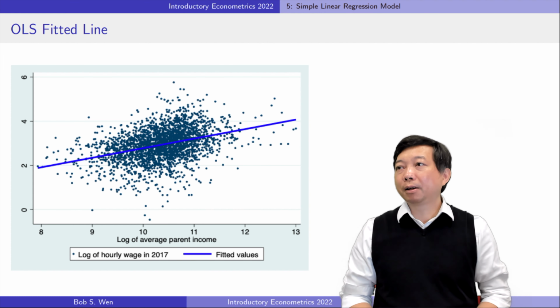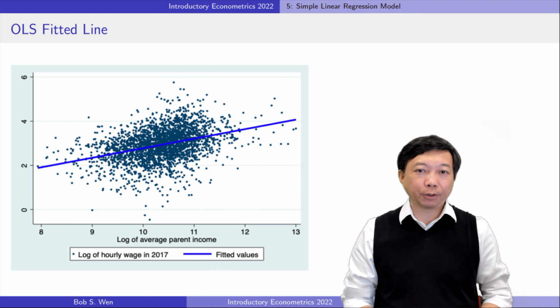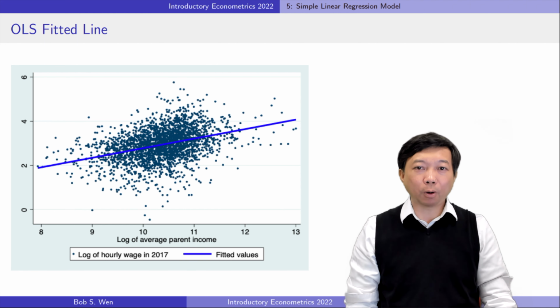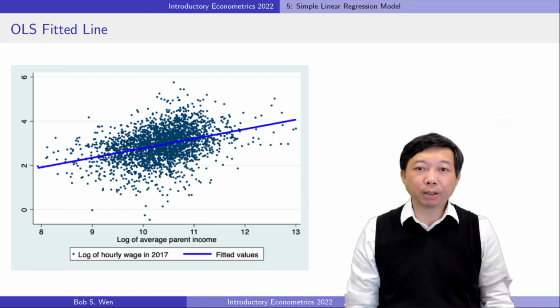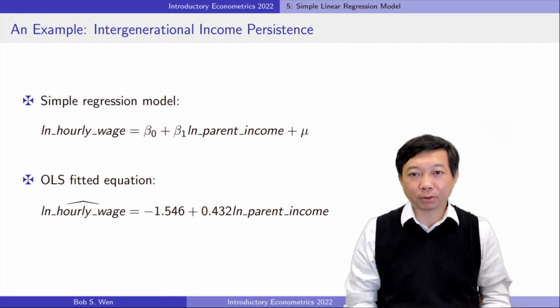I draw this fitted line based on the estimated equation. It is upward sloping. There is a positive correlation between adult children's earnings and their parents' income. It is a causal effect of the parents' income on their children's income under very strict conditions, which are usually not satisfied. So we say correlation does not necessarily mean causality. The estimate of 0.432 is the measure of intergenerational income persistence. It is a measure of the correlation in labor income between parents and children.